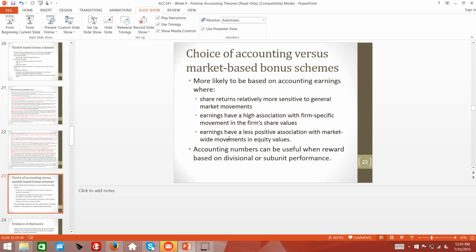So, choice of accounting versus market-based bonus schemes. It's more likely to be based on accounting earnings, where share returns are relatively more sensitive to general market movements, where earnings have a high association with firm-specific movements in the firm's share value. Accounting numbers can be useful when rewards are based on divisional or subunit performance. There you're wanting to identify the specific achievements of individual managers of a section, the overall share price not particularly relevant to the activities of those individual managers. At that lower level, better to link it to accounting numbers.